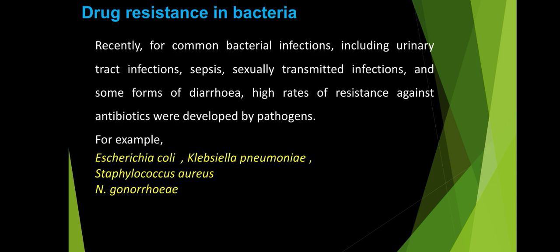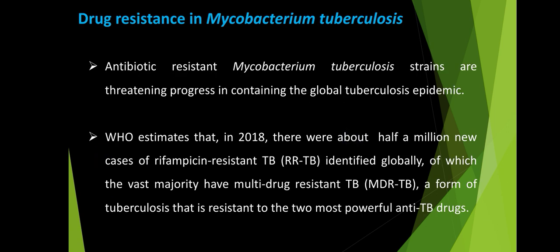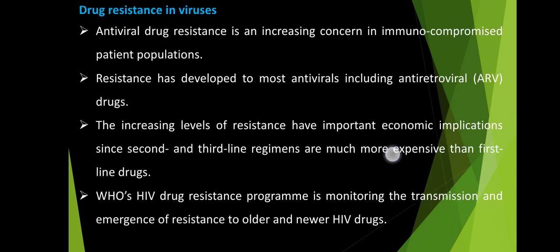Drug resistance in bacteria. Recently, for common bacterial infections including urinary tract infection, sepsis, sexually transmitted infection and some forms of diarrhea, high rates of resistance against antibiotics have developed in pathogens. Example, E. coli, Klebsiella, Staph aureus and Neisseria gonorrhoeae. And drug resistance in Mycobacterium tuberculosis. So antibiotic-resistant Mycobacterium tuberculosis strains threaten progress in containing the global tuberculosis epidemic.